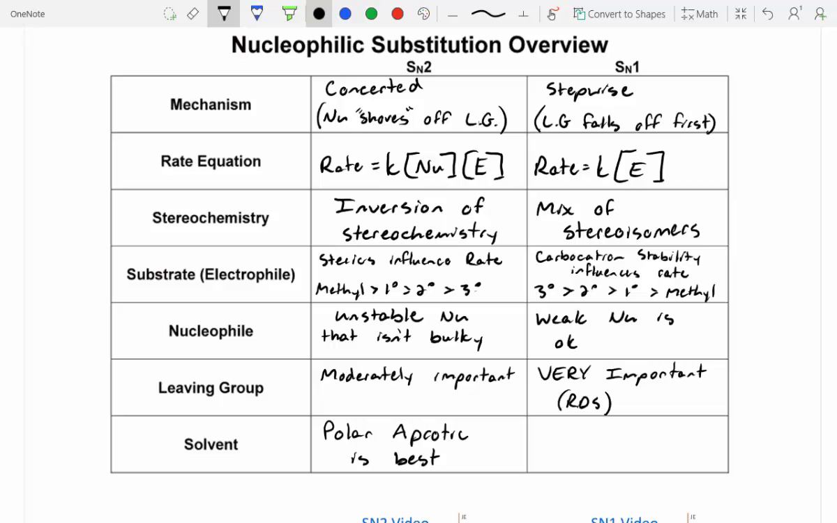With SN1, we said polar protic is actually preferred because it helps stabilize that leaving group when it falls off. And then the other handy feature with SN1 reactions is our solvent can act as our nucleophile. So then you don't need to mix up a different nucleophile and a different solvent. So in this case, we'll say the nucleophile is often solvent.